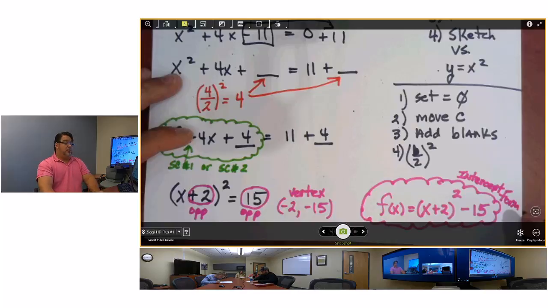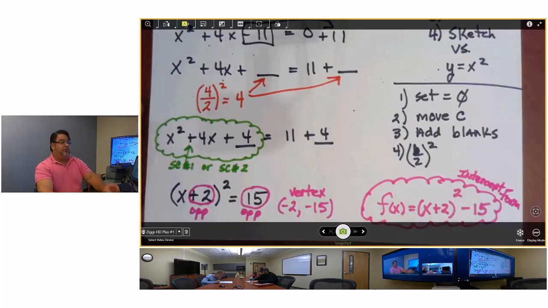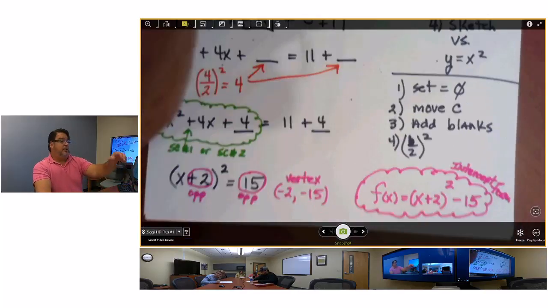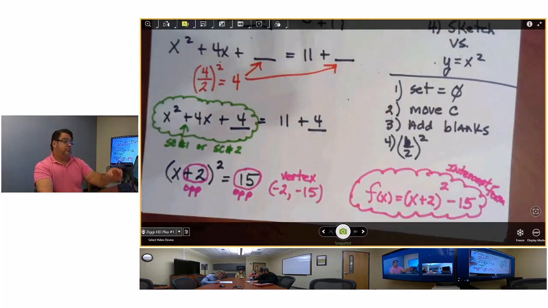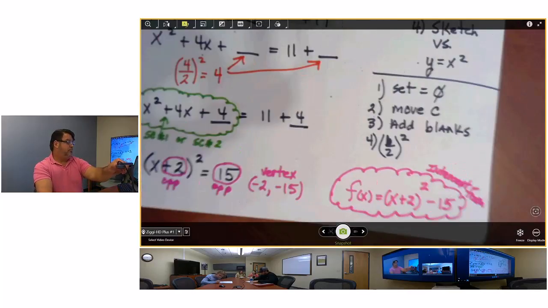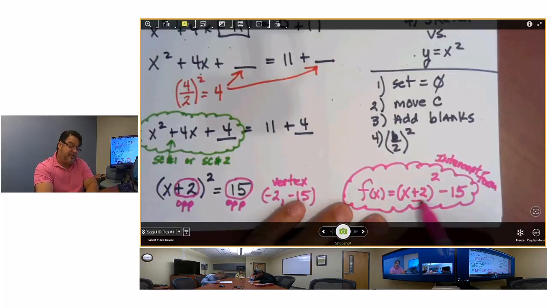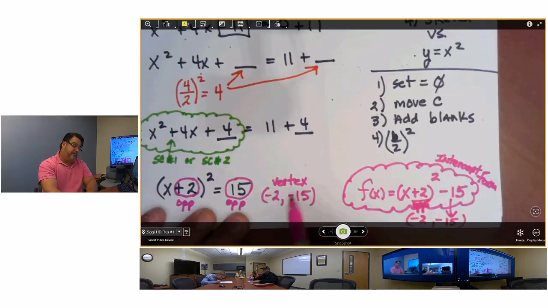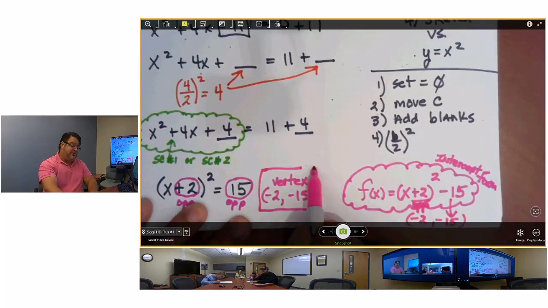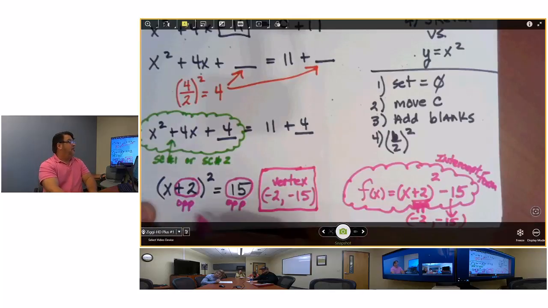Now the reason you need to know that is because some books and some tests want it in this form. Then you have to take the opposite of this, -2, and just bring this down. And you've got your vertex. I just tell students to get it right here and just remember this for test purposes.